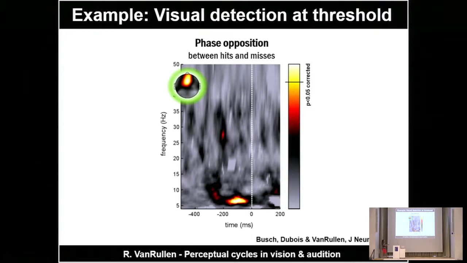And what you see here is that there is indeed a region, a period, roughly in the last couple hundred milliseconds before stimulus onset, and in frequency around 7 hertz, so in the theta range, where the phases do differ for hits and for misses, right? And this, by the way, is a scalp topography. It's a view from the top, and it tells you that these effects are produced over frontal central electrodes.